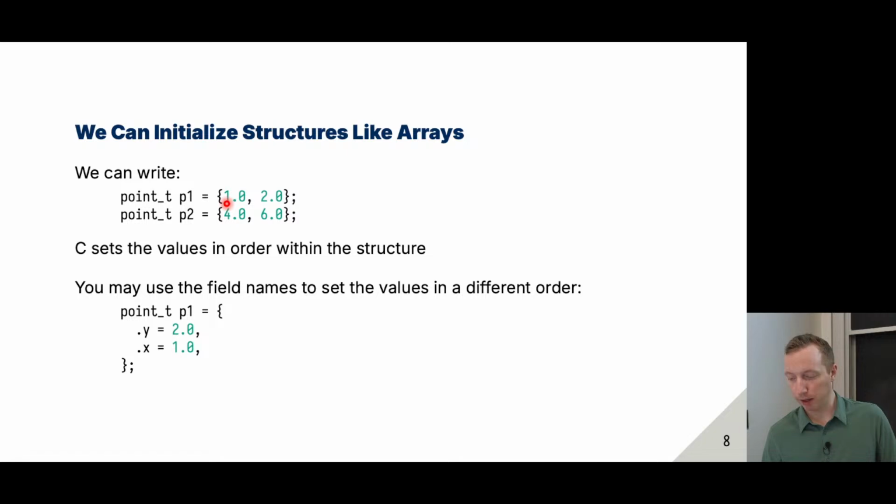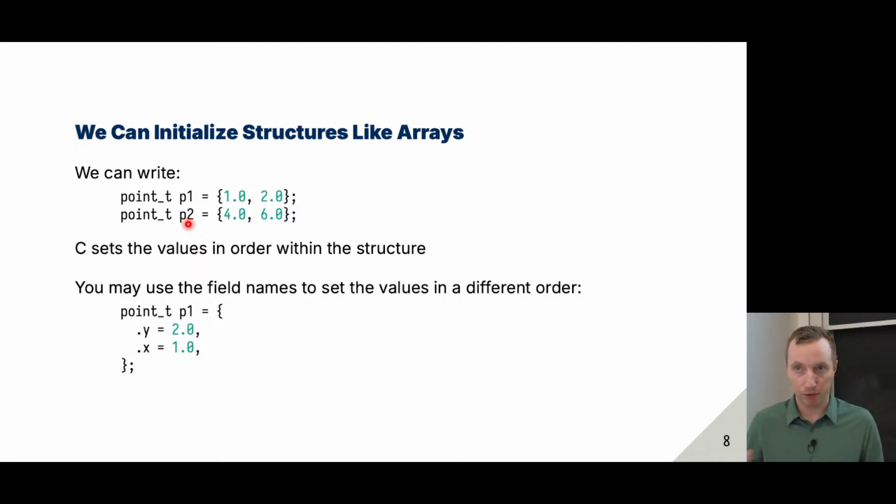So this is the same as just setting p1.x equals 1, p1.y equals 2, but I can do it whenever I declare the variable. I can initialize them straight up. So I could also do p2 equals {4, 6}, and those will be the values in the order you declare them in the struct.